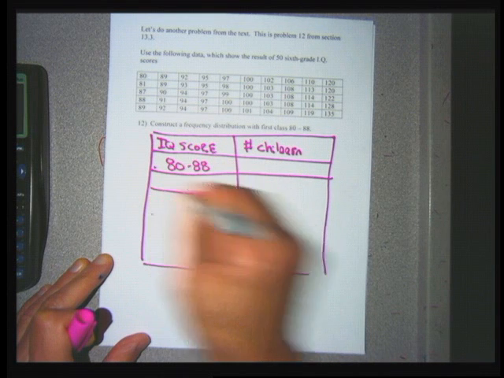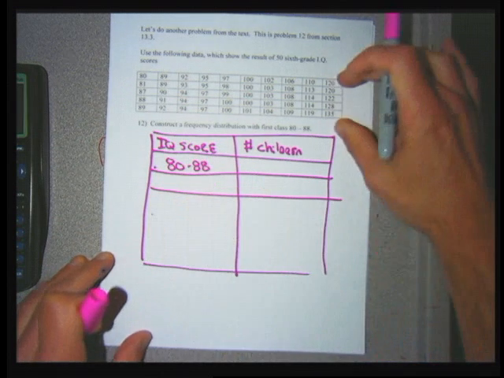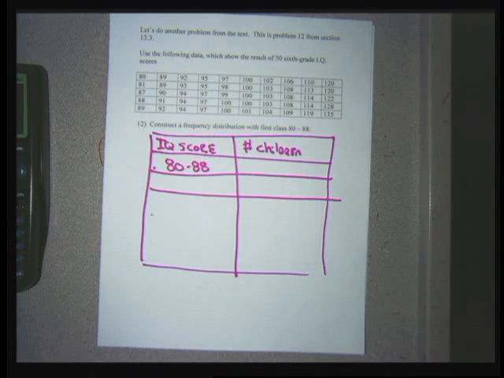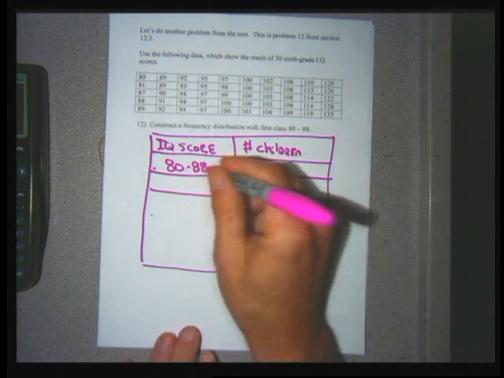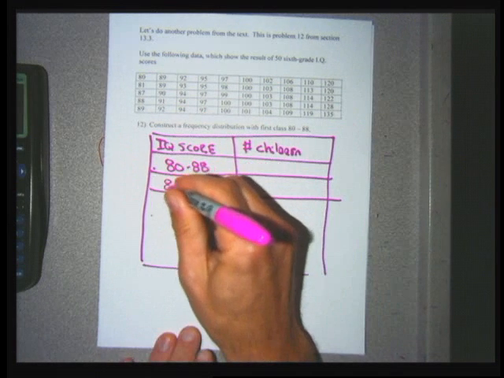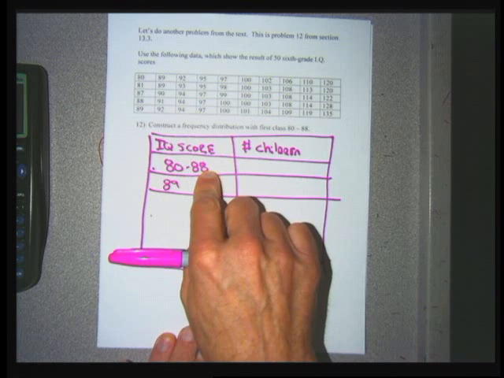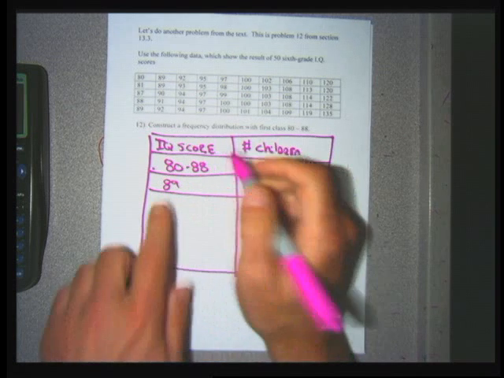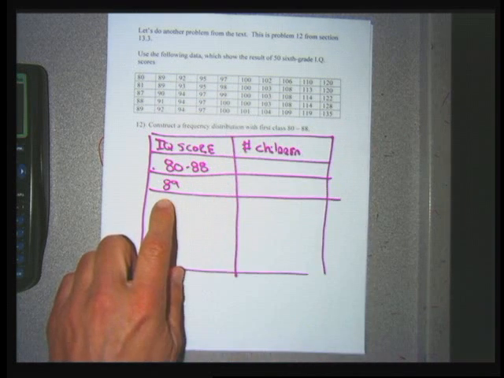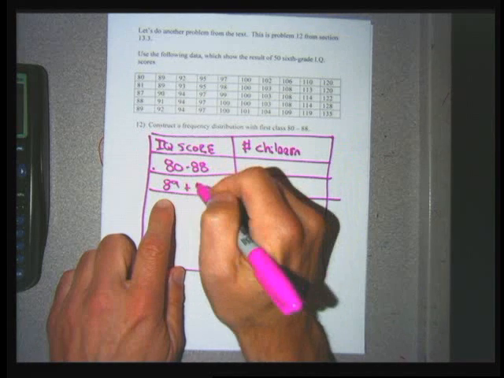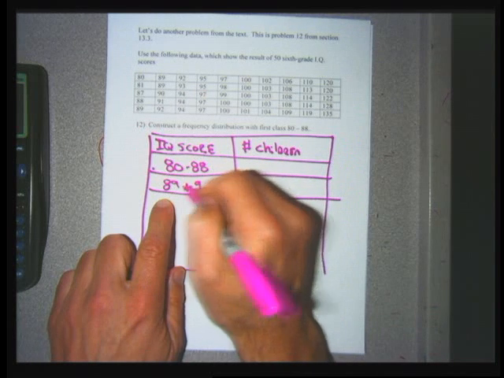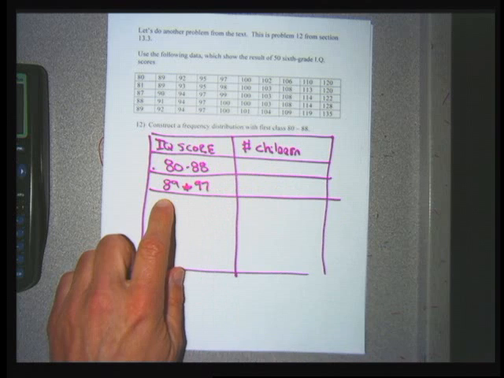My next class, I'm not going to go up by decimals. There's no decimals in the chart, so decimals aren't really necessary. I'm going to add 1 to 88 and get 89. And then I can see the difference between 80 and 88 is 8. I'm just going to add 8 to 89. So 89 plus 8 gives 97. I put a dash there for 97.